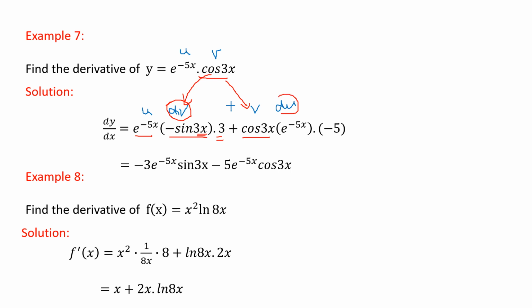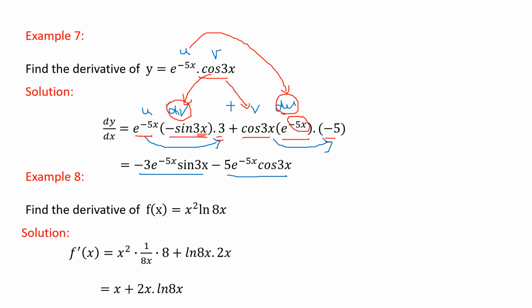Then du. What is du? du is nothing but the derivative of u. So my u is e^(-5x). So the derivative of e^(-5x) equals e^(-5x) followed by the derivative of minus 5x, which will give you minus 5. Now if you multiply this and this, we will get minus 3 e^(-5x) sin 3x. Then the second term will become minus 5 e^(-5x) cosine 3x.